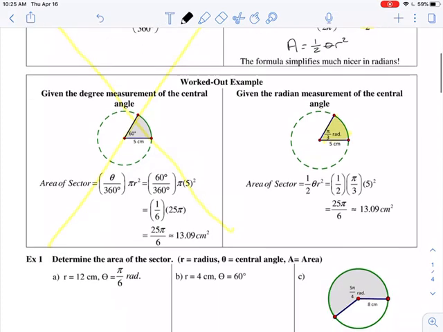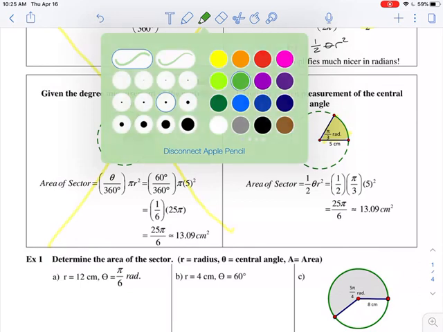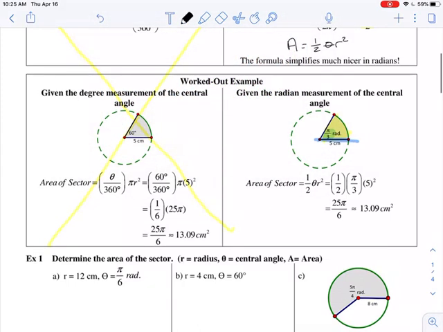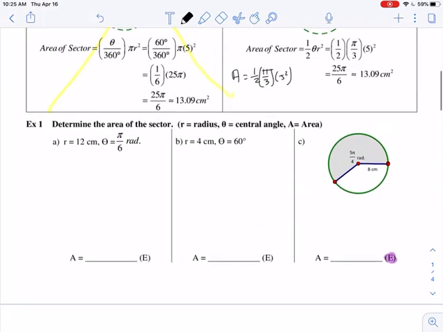So we can look right here at where this is. They're telling us that center angle, or my theta, is pi over 3. And then my radius is 5. So I'm just going to do area equals half times theta times radius squared, so it's 5 squared. And that's it. Okay, so we're going to go through a couple examples.